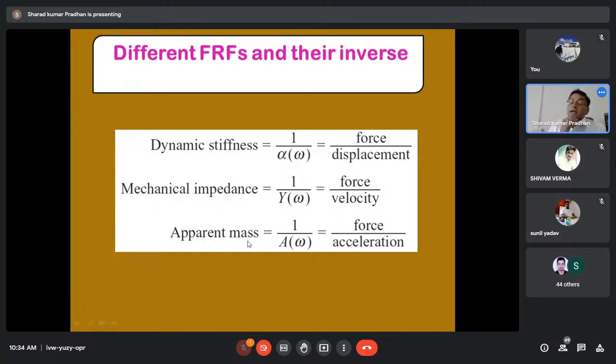These things are used a number of times in all research and book-related literature. So take care. Modal analysis is not very difficult. You only must know the jargon. You only must know the terminology. If you know the FRF, other things can be derived. If displacement FRFs are known, we can go for velocity FRFs, we can go for acceleration FRFs, or in the reverse way, if we have acceleration FRFs, we can go for velocity FRFs, we can go for displacement FRFs, and from their reciprocals, we can get dynamic stiffness, mechanical impedance, and apparent mass.